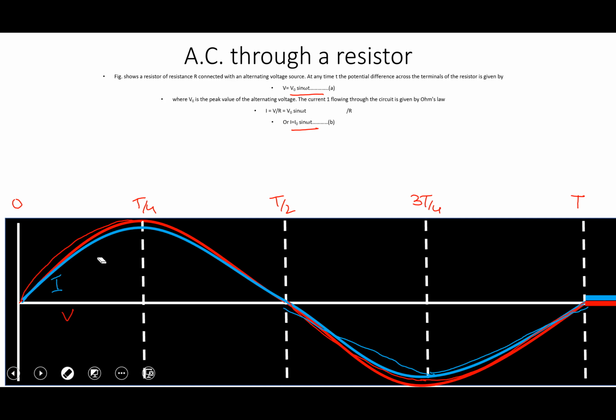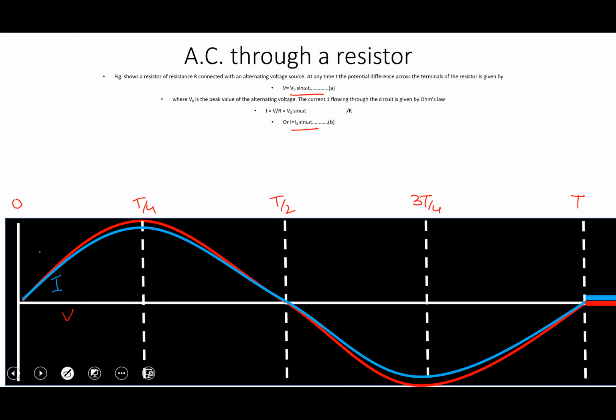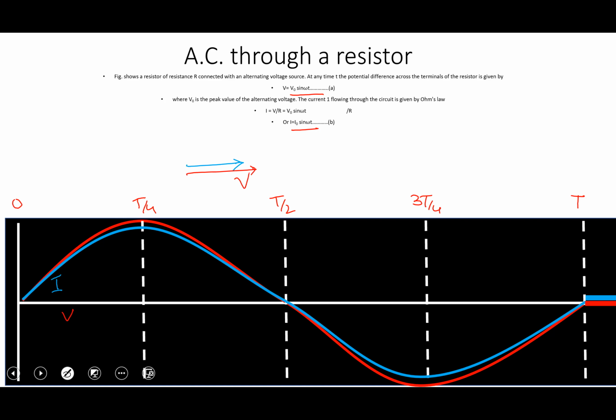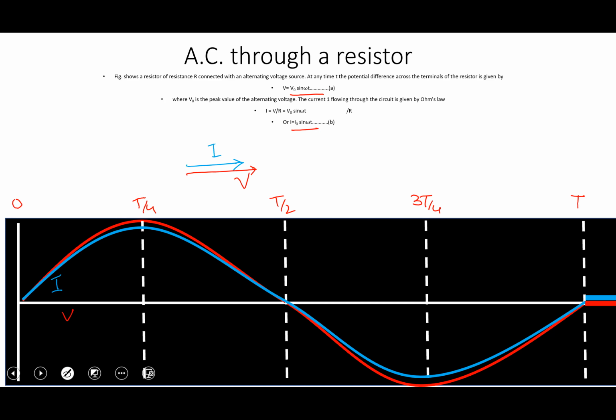Let me clear it out so that it is clear at all points. So this graph is basically showing that the current and voltage are in the same phase: as the voltage was increasing, the current was also increasing, and as the voltage was decreasing, the current was also decreasing. Keeping that in mind, we represent it vectorially as both parallel to each other like this. V is in red and current is in blue.